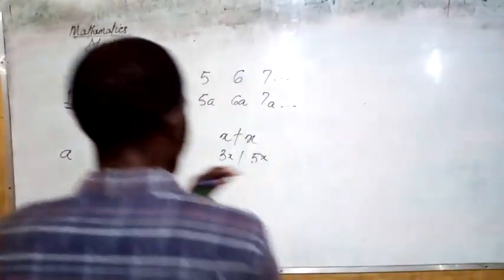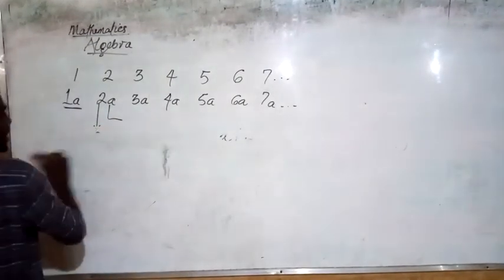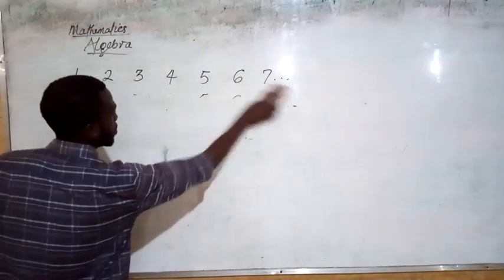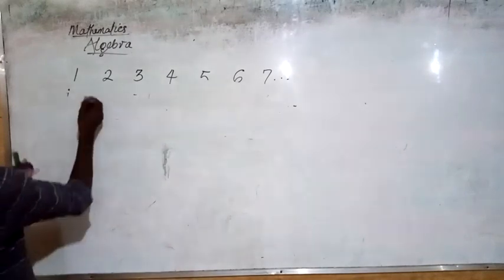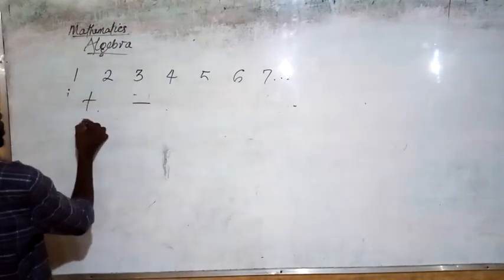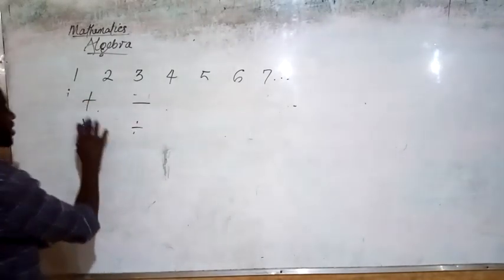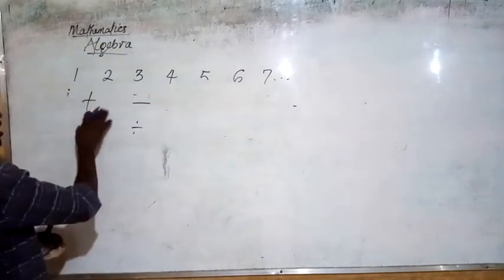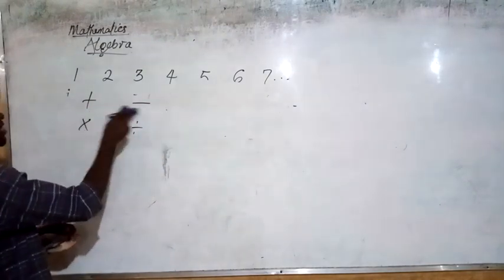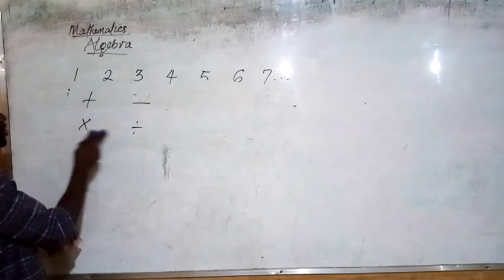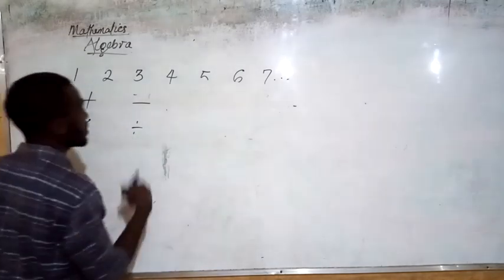Alright, having understood this, let's go into the operations. Now we have the addition operation, the subtraction operation, multiplication, and division. The reason why I wrote them this way is because generally we consider negative as the opposite of positive, and multiplication as the opposite of division. Right? The same way here.